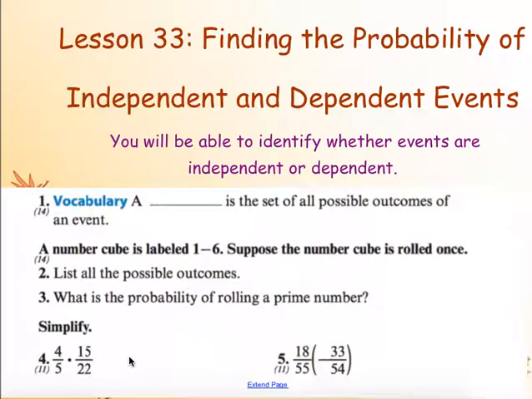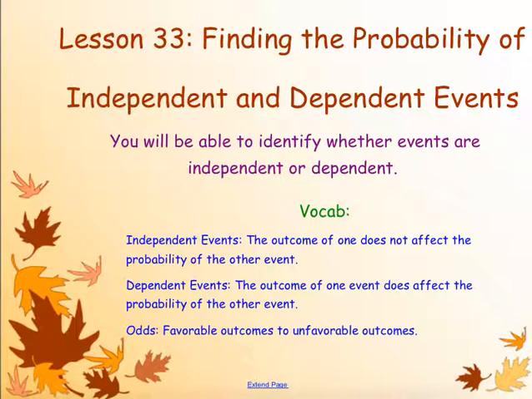Algebra 1, Lesson 33, we are looking at independent and dependent probability. So, the big idea is being able to identify independent and dependent probability. We define those by saying independent events is when the outcome of one does not affect the other's probability. Dependent, we're saying that one event does affect the probability of the other. And odds, we have a ratio of favorable outcomes to unfavorable outcomes. So let's look at some different situations.